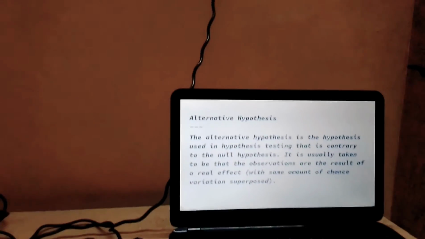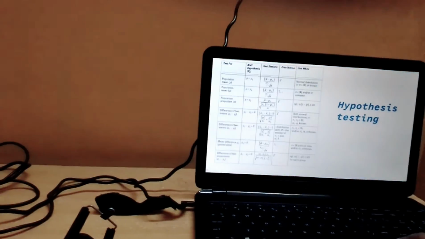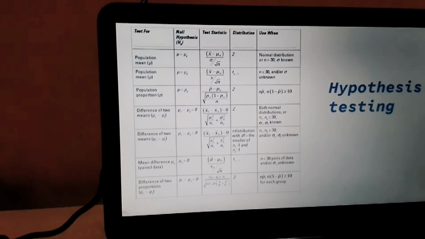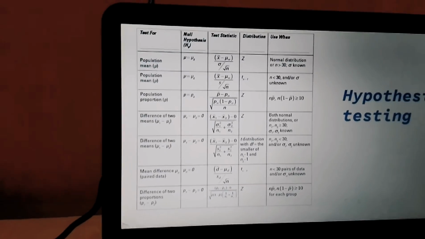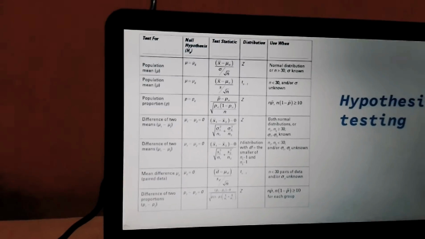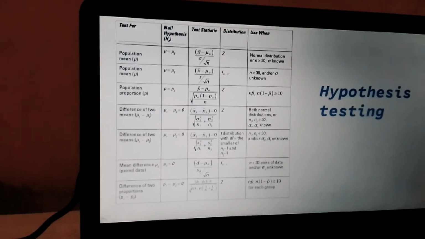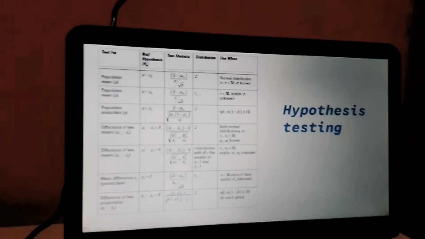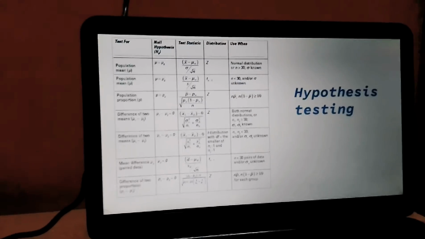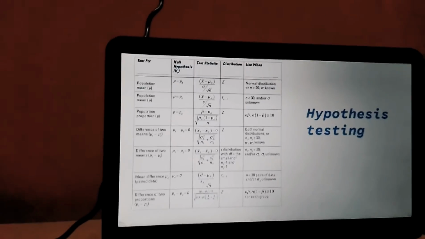I will give you some formula also. This is a hypothesis test table for machine learning. I will give you the link of this image also.